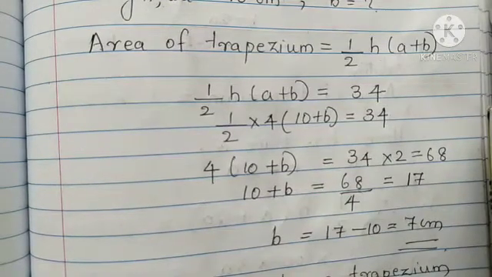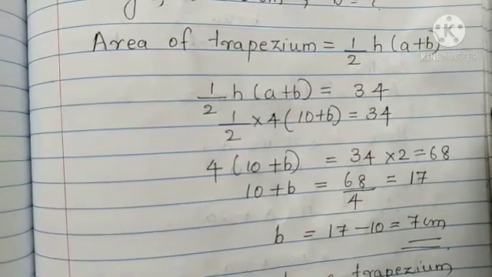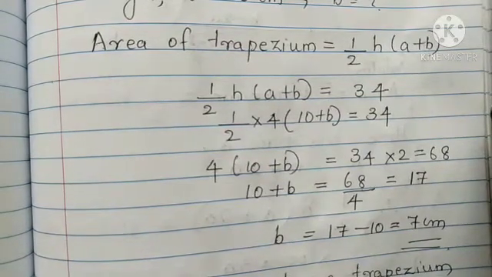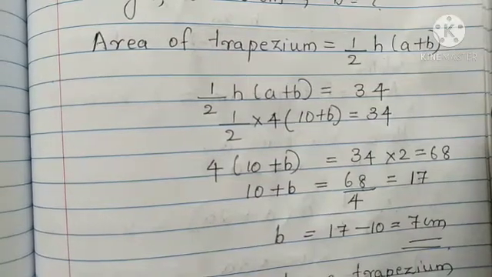Okay, you understood the method here? You only substitute the values. First of all, you should know the formula and substitute the values in the given formula and do the calculation.